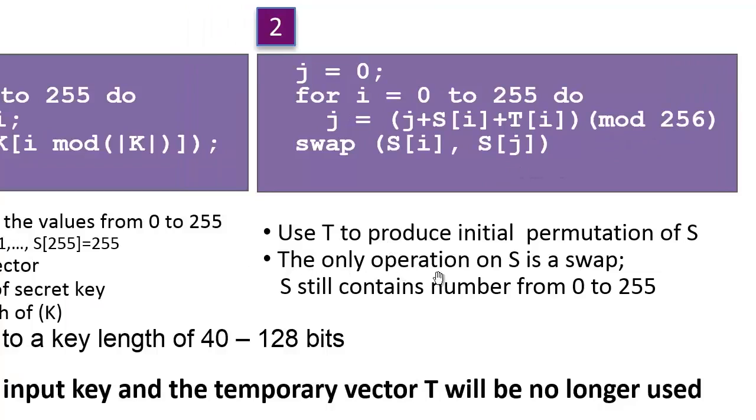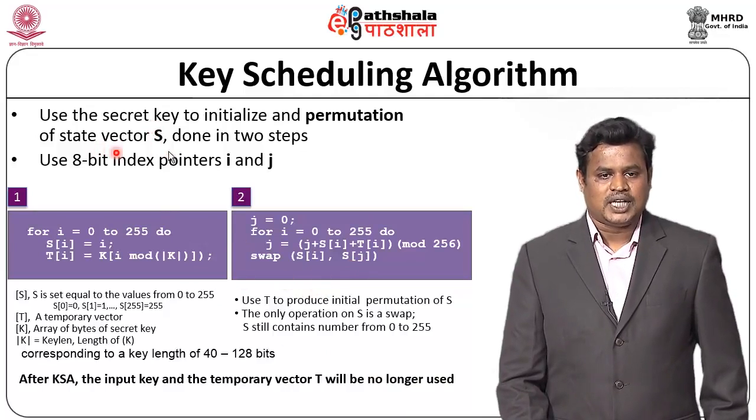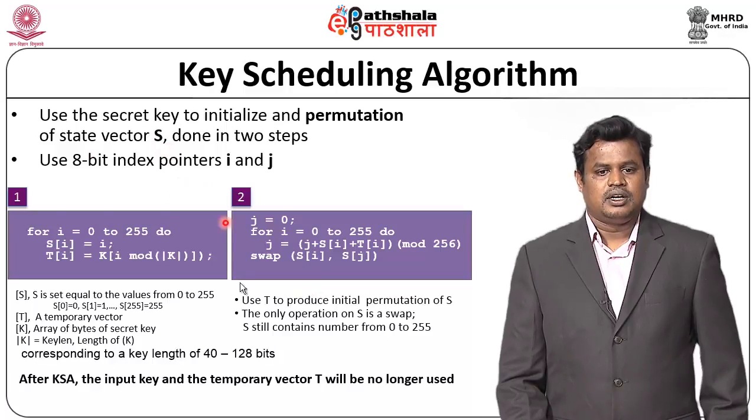The only operation is swapping S of I and S of J, and still it contains a number from 0 to 255. After this KSA, the input key and the temporary vector T will no longer be used. From this I will get S, the permutation of the state vector S, and the temporary vector and the input keys are no longer used for the encryption.